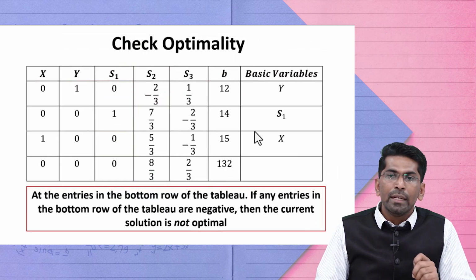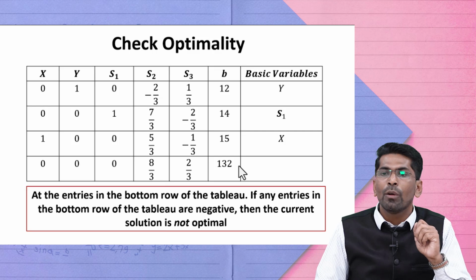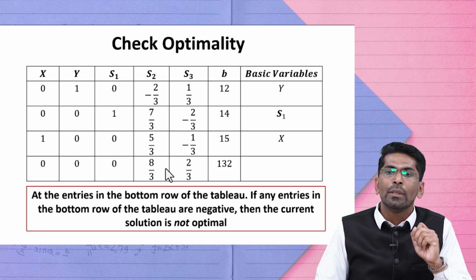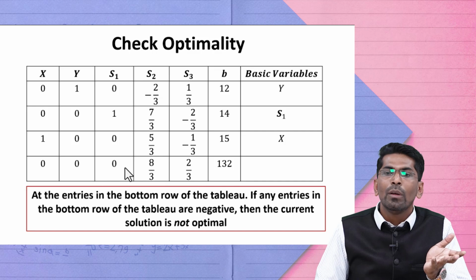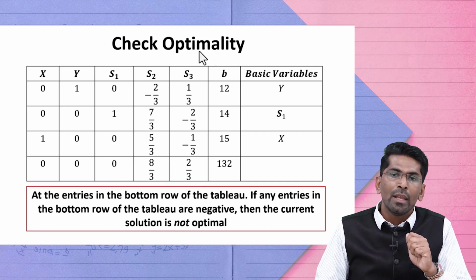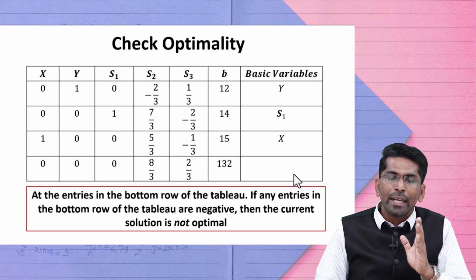If, in the given table, all values in the bottom row are positive or equal to 0, then we can have an optimal solution. So of course, here the new values in the bottom row are positive or equal to 0, indicating that this is the optimal solution. So ultimately, we reached an optimal solution through the iterative process.